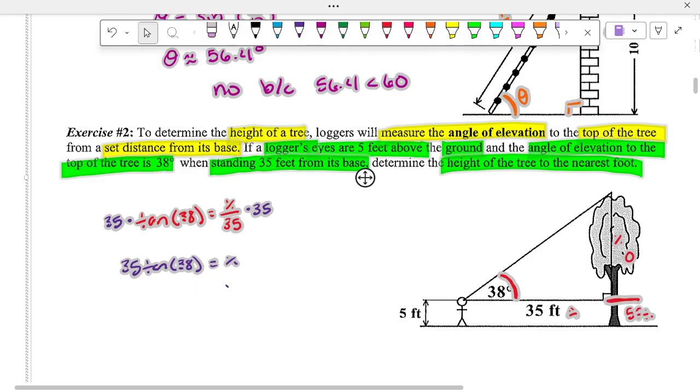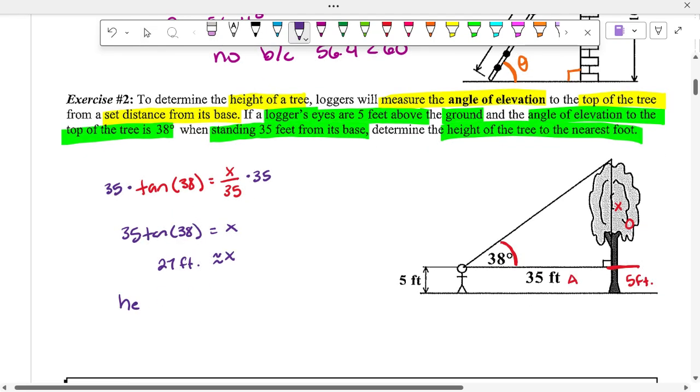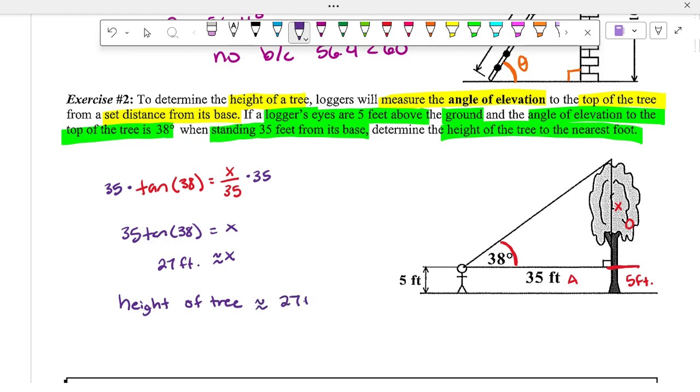All right, so x is approximately what to the nearest whole number? 27 feet. Now, that's not our answer, because now what do we have to do? Add 5. So the height of the tree is approximately 27 plus 5, which is equal to what? 33 feet. 32, yeah.